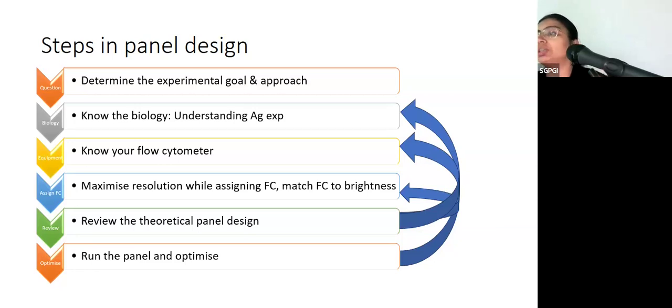This is called iteration. So understand that if we order a panel, it may not be the perfect panel and it may not work perfectly in our lab continuously over a period of time. So when we start, we have to ensure that if the data doesn't look good, we go back to the previous step, do the titrations, or do the assignment of fluorochromes again.